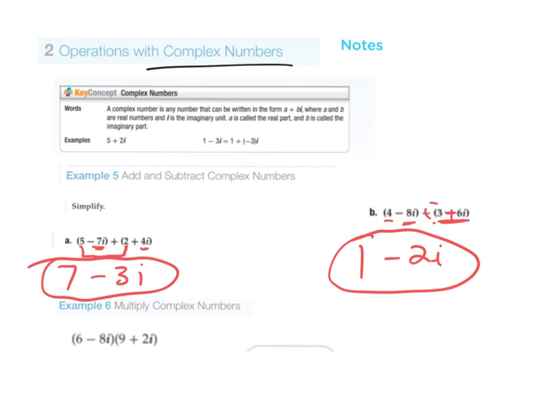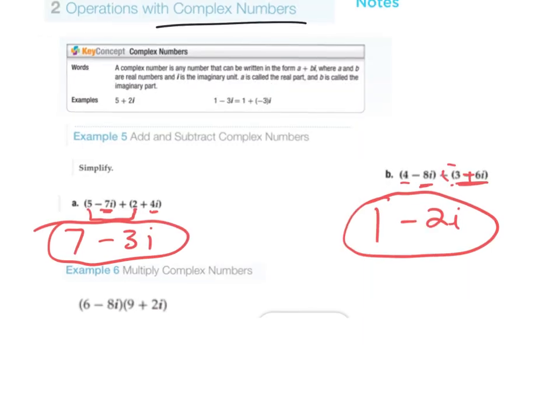All right, multiplication is a little bit different. Now we're going to use our FOIL that we've used in the past. So I'm going to take the 6 times the 9, which is 54. And I'm going to take the 6 times the 2i, which is 12i. And negative 8 times 9 will be a negative 72i. And then here's where it gets tricky.